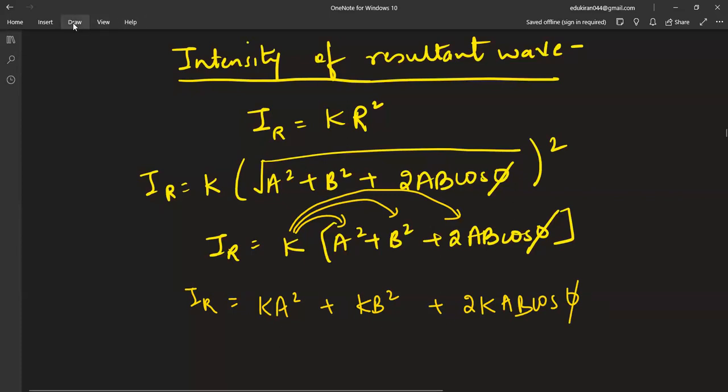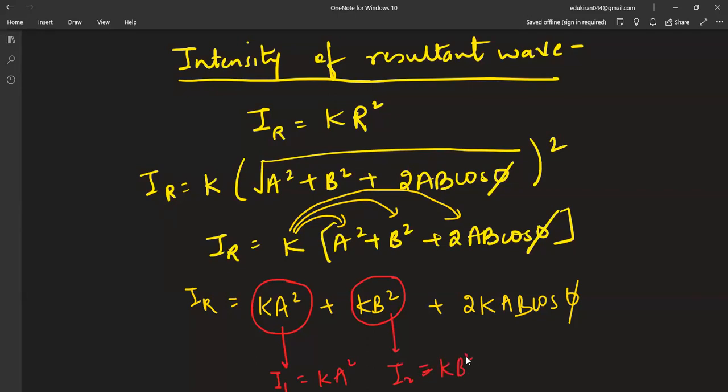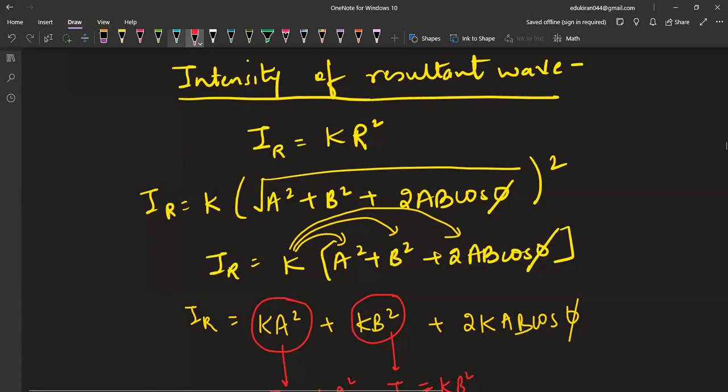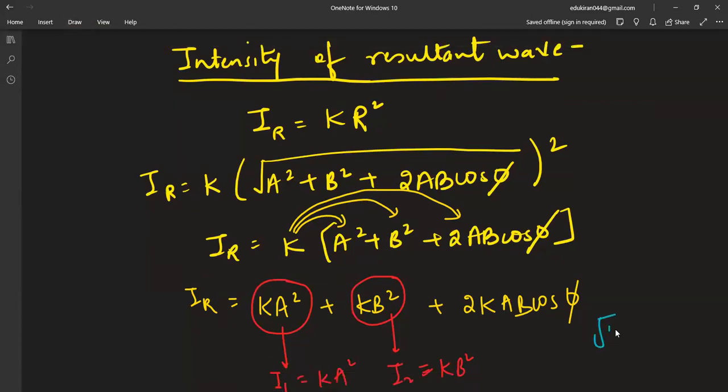Now, one thing, class. This Ka square is written as not I1 square, only I1. So I1 is equal to Ka square. Remember, in the starting of the class, I told you that I1 is the Ka square, intensity of the first equation. Similarly, Kb square is I2, that is the intensity of the second equation. And one more thing, class. If I write root k into root k, that will be k. So I am separating this k.